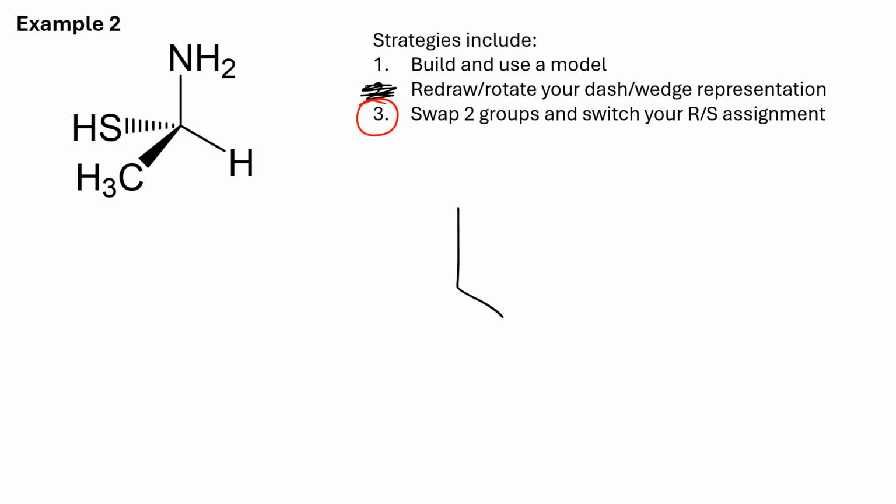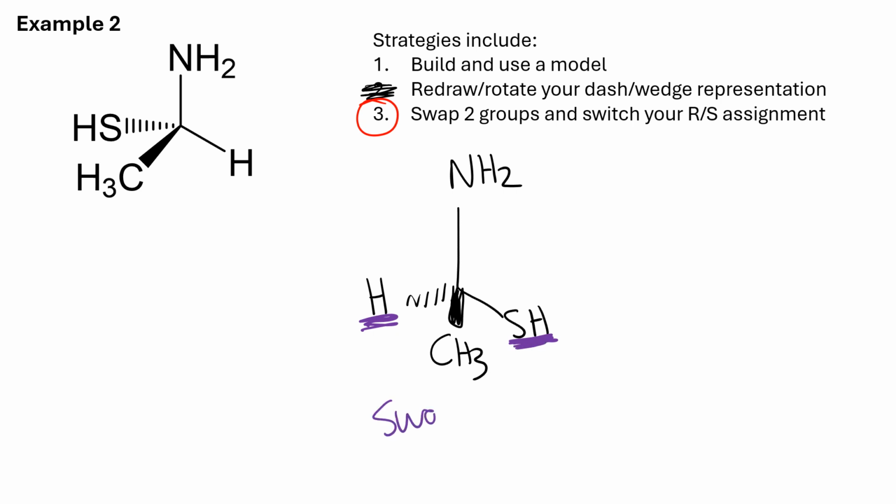I'm going to draw my structure. The backbone of my structure, sorry. Here we go. Okay. And then I'm going to leave the nitrogen alone and I'm going to leave the CH3 alone. It'd be really great if the hydrogen was on the dash going back. So I'm going to swap that with the sulfur. And then I'm going to take a different color and I'm going to highlight those two groups to remind myself that I did a swap of two groups. So at the end, whatever configuration I get, I need to swap it back from R to S or S to R, depending on what I'm doing.